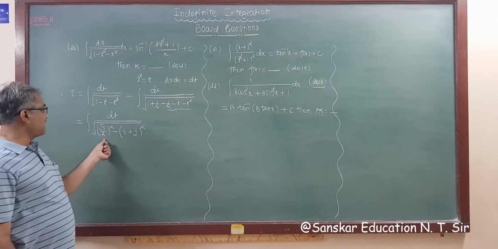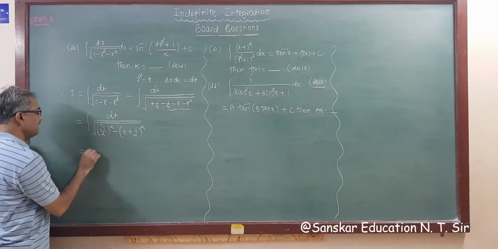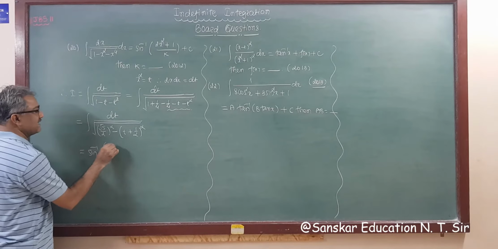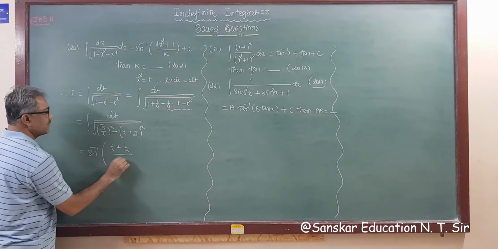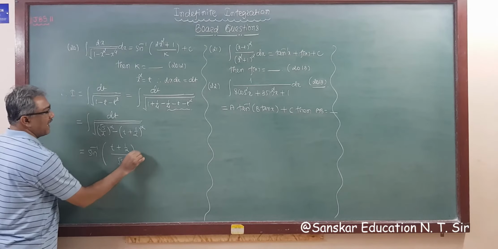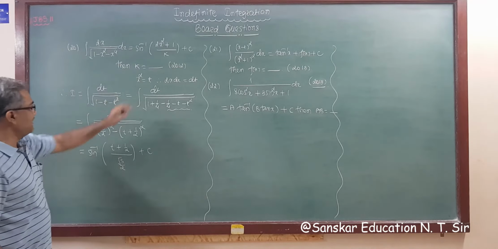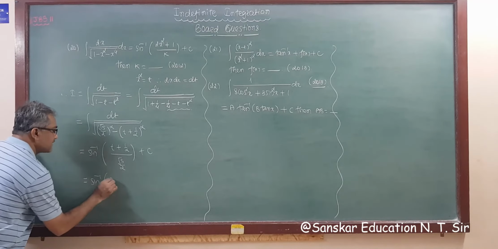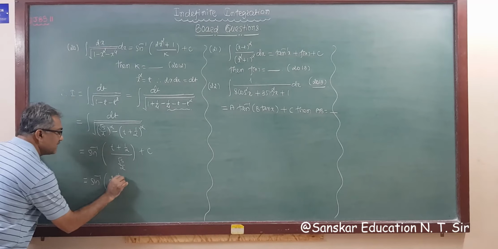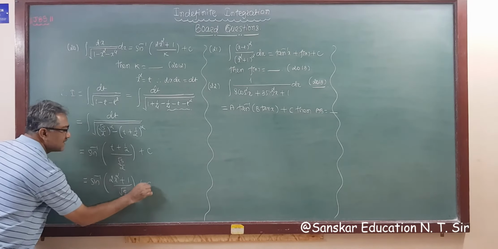So the formula of root a square minus x square, that is the sine inverse formula. So the answer will be sine inverse of x, that is t plus 1 upon 2, upon a, that is root 5 by 2, and plus c. So taking LCM and substituting the value of t as x square, we will get sine inverse of (2x square plus 1) divided by root 5, and plus c.